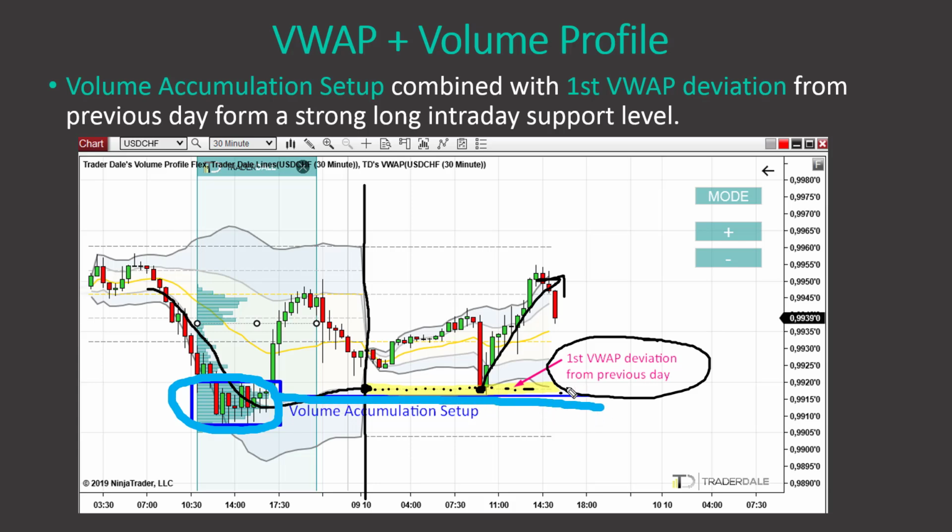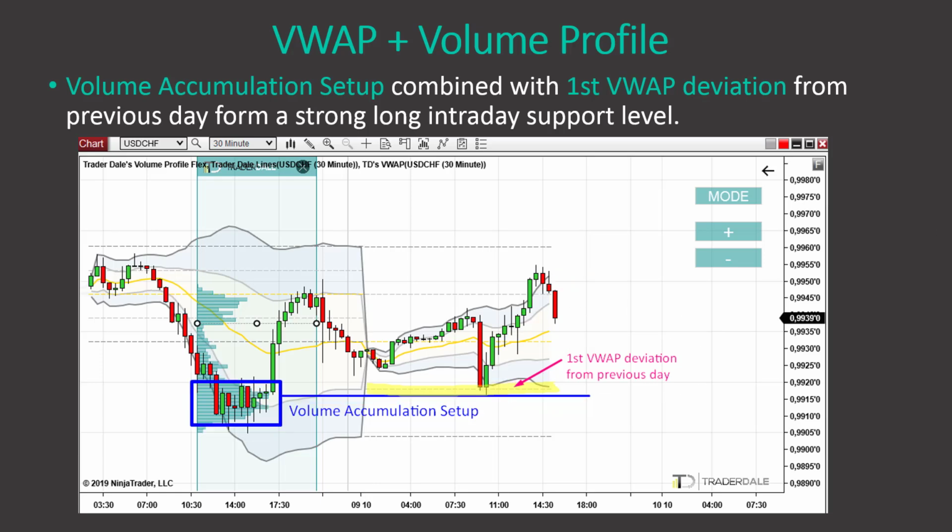Support in here. So two signals telling me that there is a strong support. VWAP telling me to go long, volume profiles telling me to go long. So the best thing to do is actually go long, right? So that was an intraday trading scenario.